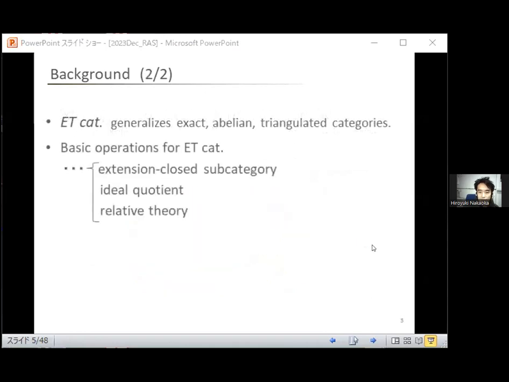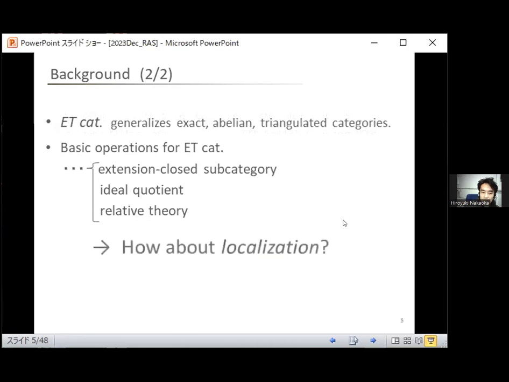One of the advantages of using ET categories is that this class is closed under some basic operations, such as taking extension closed subcategories, ideal quotients, and relative theories. But we know another basic operation for additive categories, namely localization. So how about localizations for ET categories?